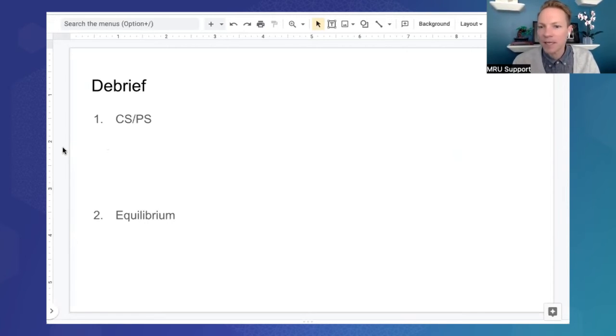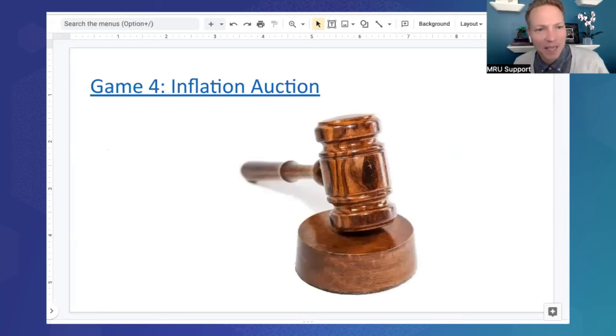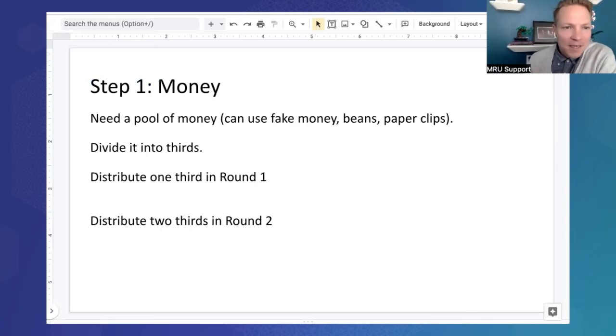Okay. All right. Next game is the classic inflation auction. And with this game, you are teaching the relationship between money supply and prices. So you need something to use as money. You can use fake money like Monopoly money if you have it. If you got a bunch of paper clips left over from your paperclip game, you could use those. I just use like jelly beans.